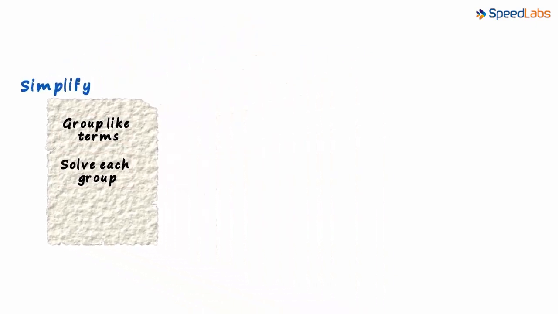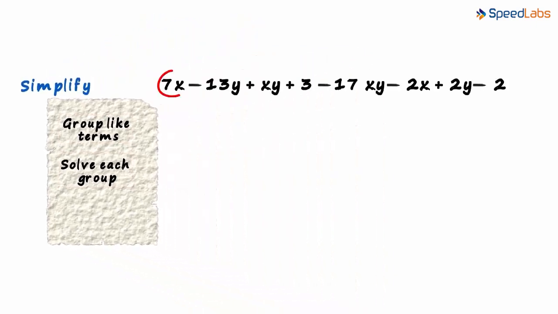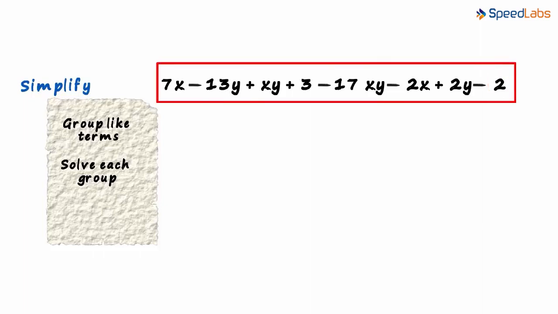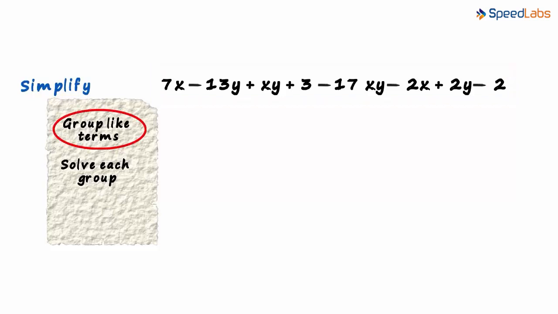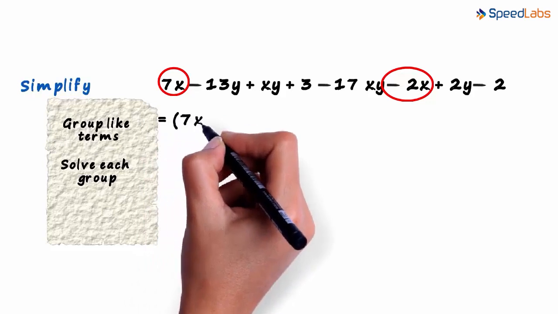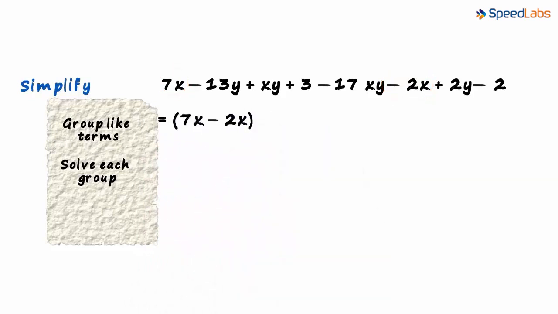Say we have a big expression like this: 7x minus 13y plus xy plus 3 minus 17xy minus 2x plus 2y minus 2. Wow, this is big. 8 terms in all. Let's start grouping the like terms. The first term is 7x. We have 2x with a minus sign, which is a like term. That makes 7x minus 2x our first group.